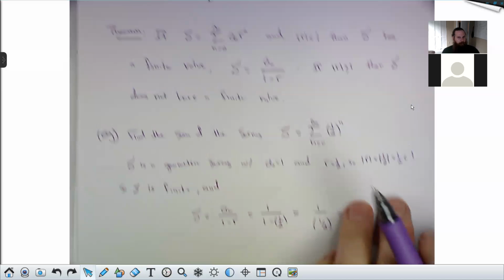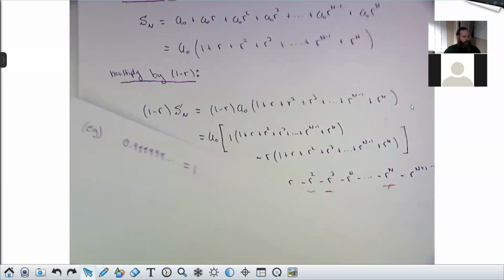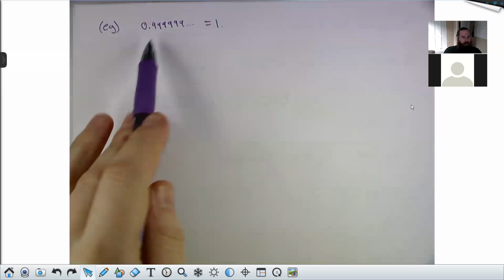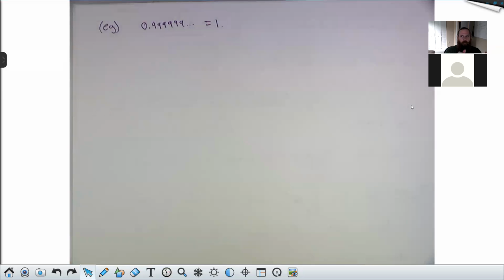All right, so moving on. This is true, but a valid proof of this is a little bit hard to find because repeating decimals like this, the only nice way, the only formal way to express them is as an infinite series.